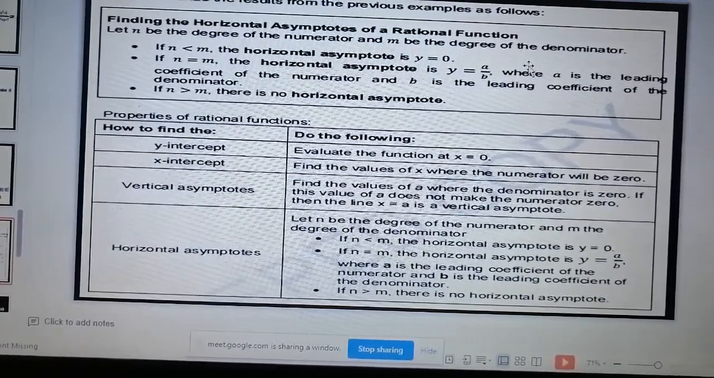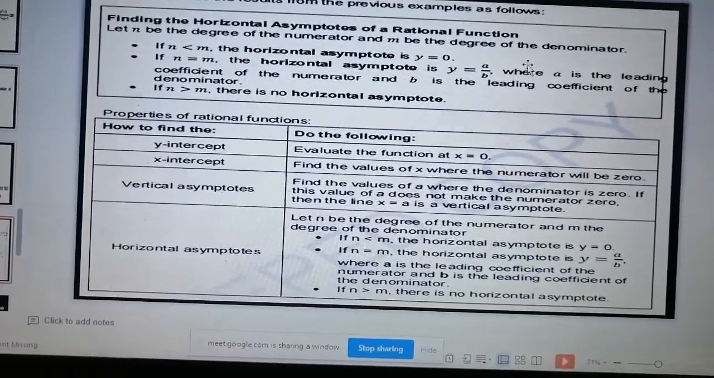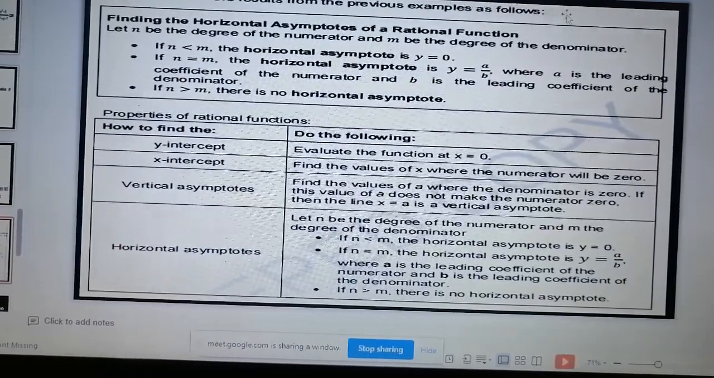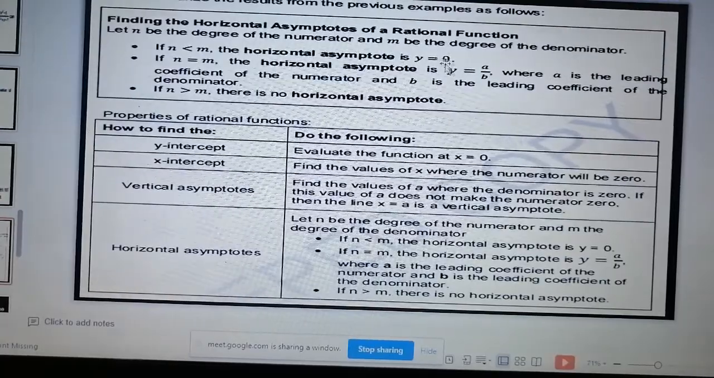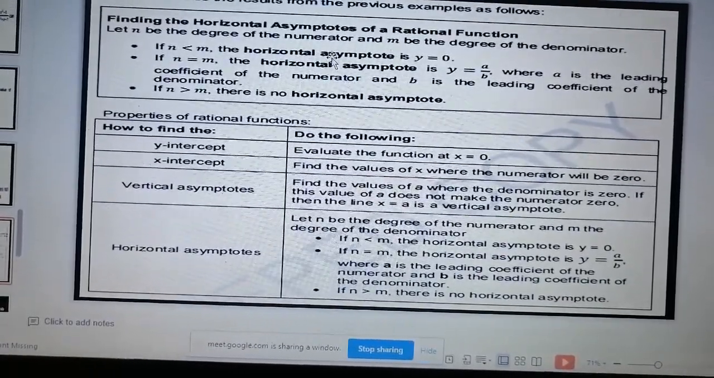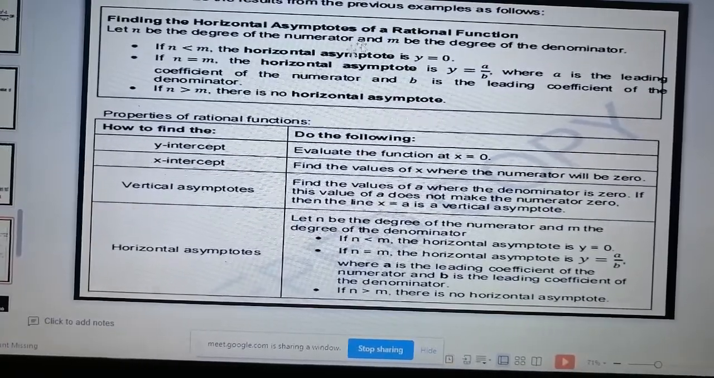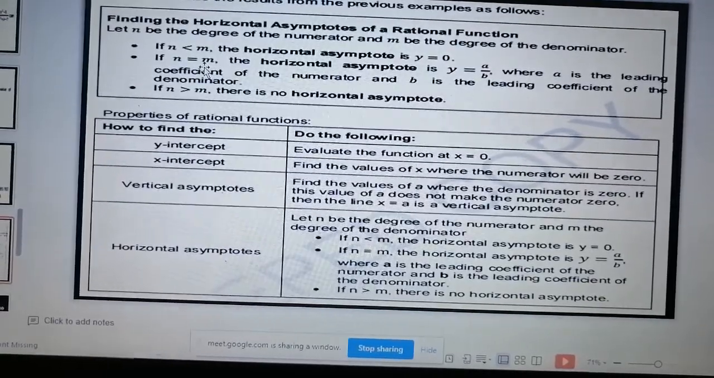Natatandaan, anak? Tandaan yon para hindi kayo nalilito. Ito lang ang tandaan nyo. Etong rules na to, hindi kayo malilito. Yung horizontal asymptotes of rational functions. Okay? Nakakasunod ba? Okay.